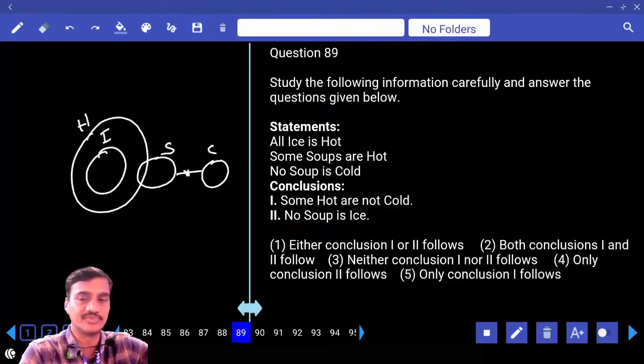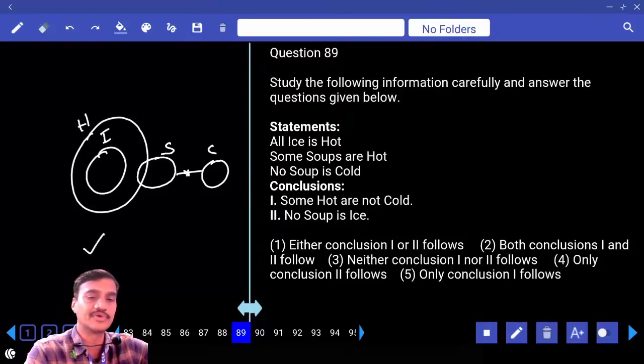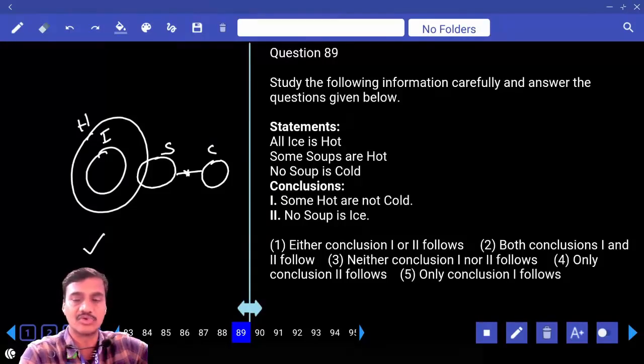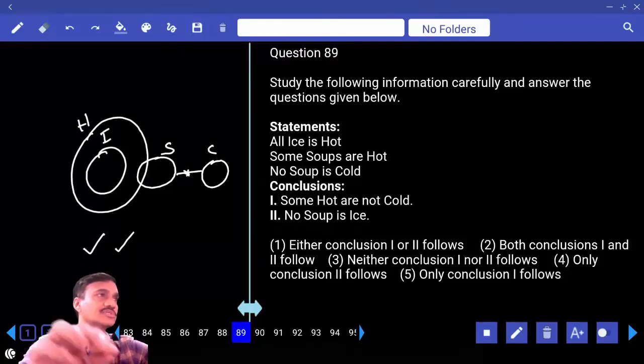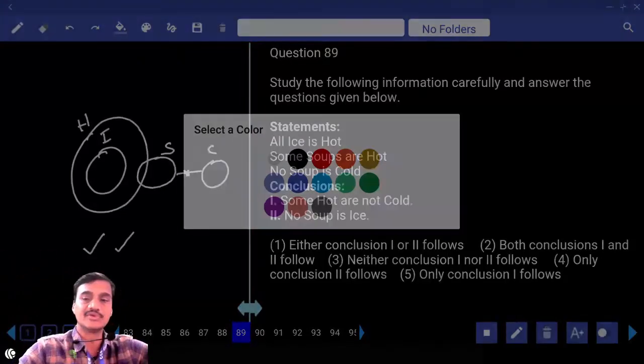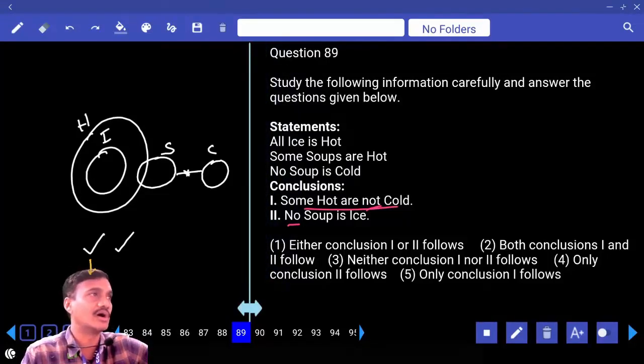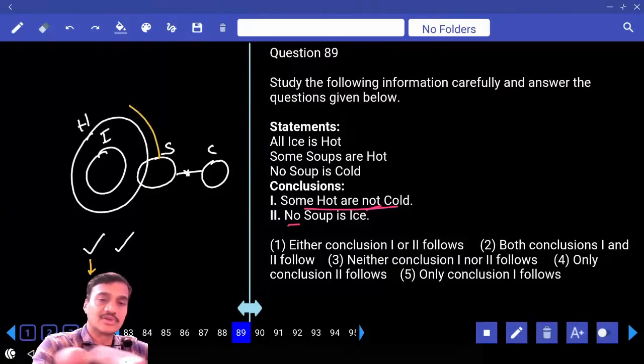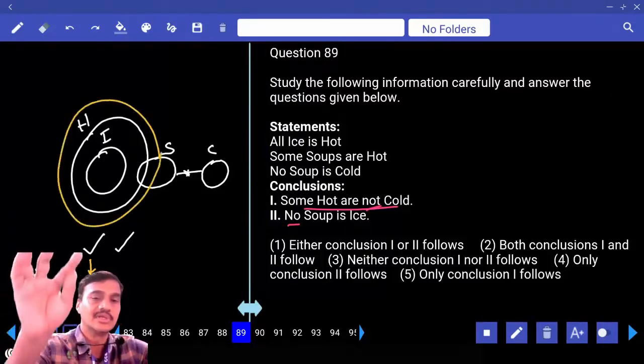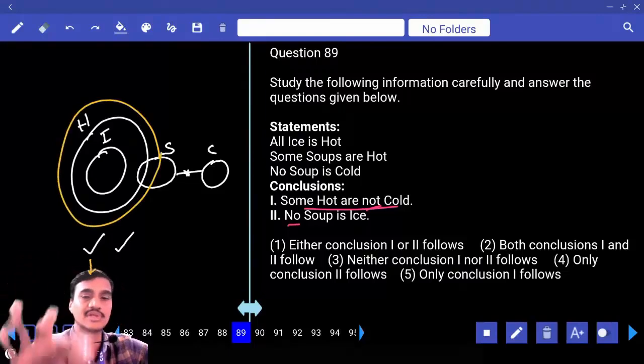Now this is the information we have. Some hot are not cold. As of now, no hot is cold, so some hot are not cold is true. No soup is ice is also true. Now both the conclusions that are true are negative conclusions, not and no. Then to make these two false, what should we do? Then we take the complementary: all hot are cold. How can this entire hot be cold? Cold should be written like this. Can cold be written like this? If we write cold like this, what happens?